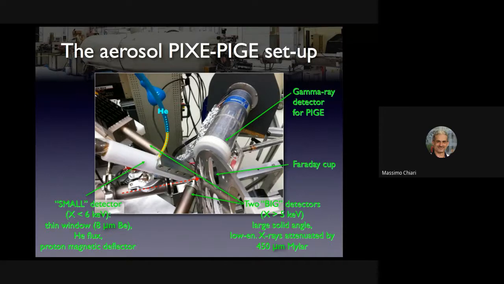Then we have a magnetic deflector to deflect the backscattered protons. I will discuss briefly why we use it. And then we have also a gamma ray detector for PIGE, because even though with PIXE we can detect elements starting from sodium, so from 1 keV on, even though we are measuring in external atmosphere, in some cases, for some samples, low Z elements like sodium or even aluminum can be better determined by complementary PIGE measurements. And then you have a Faraday cup for beam current measurements for quantitative analysis.